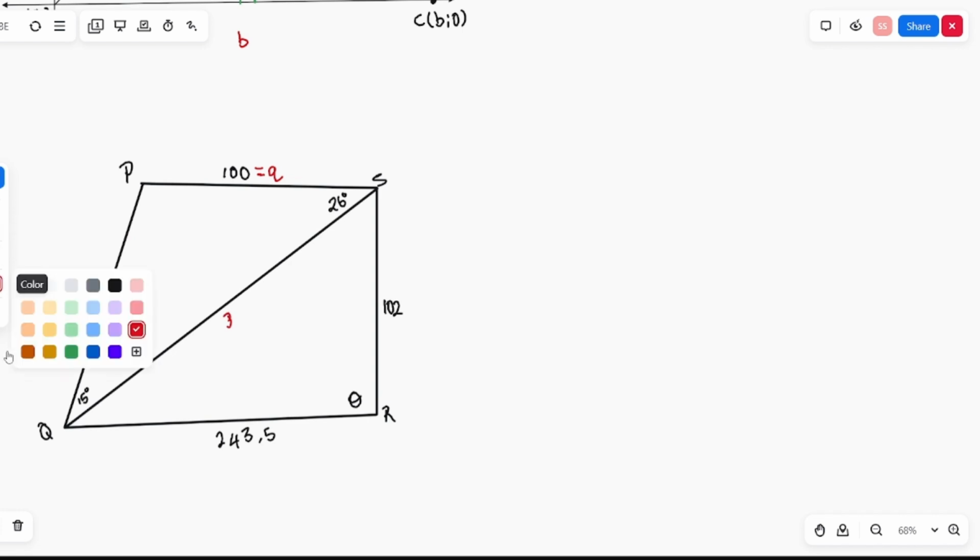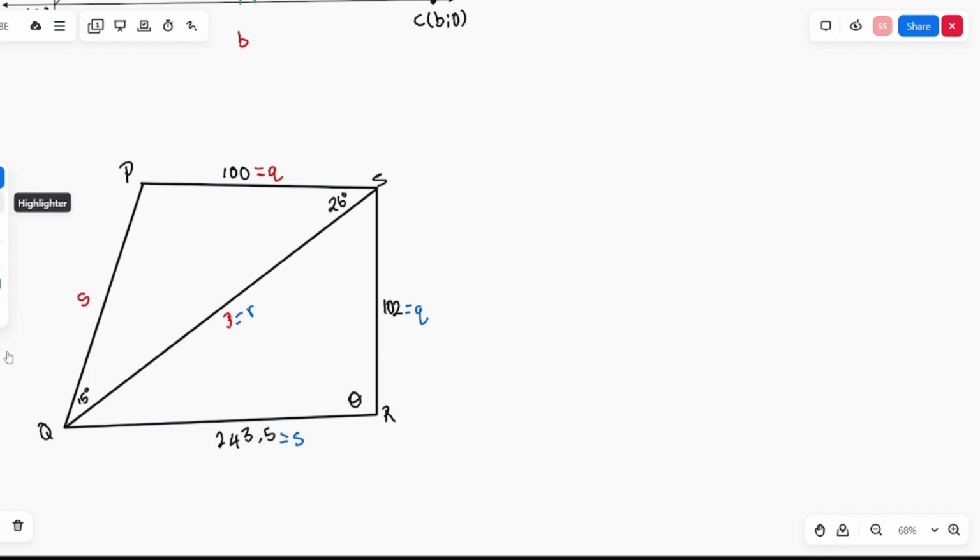What I want you to note as well is that this side you can label in two different ways. For this triangle, which is triangle QPS, it is going to be p, but for the other triangle, the bottom one, which is QRS, it is going to be our small letter r. And then this opposite side is also going to be our small letter s, and this opposite side is going to be our small letter q. So we have two triangles here and we don't have any right-angled triangle, so obviously we are going to be using the sine rule or the cosine rule.